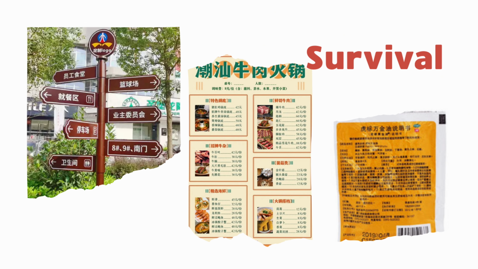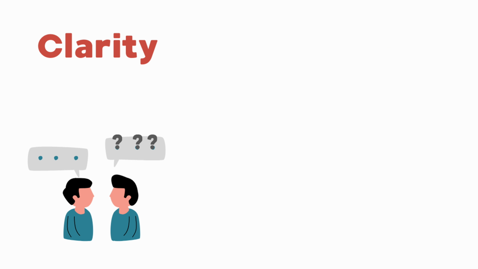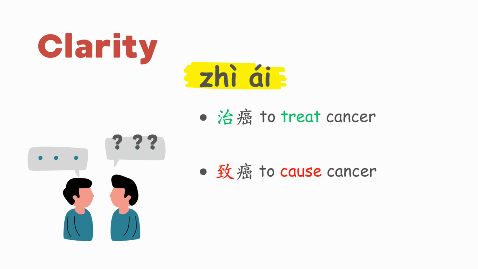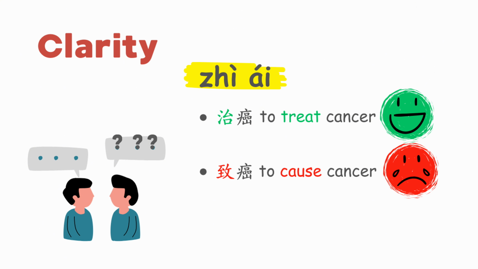Survival. Even though we all learn Pinyin, nothing in China is actually written in Pinyin. Without knowing characters, you won't be able to recognize the signs, menus, or instructions. Clarity. Spoken Chinese can be confusing without characters. One Pinyin can correspond to multiple characters with completely different meanings. The more words you learn, the more essential characters become.